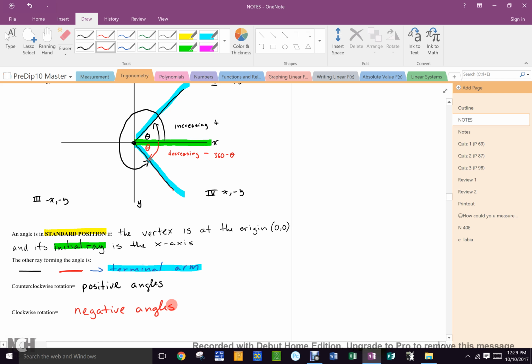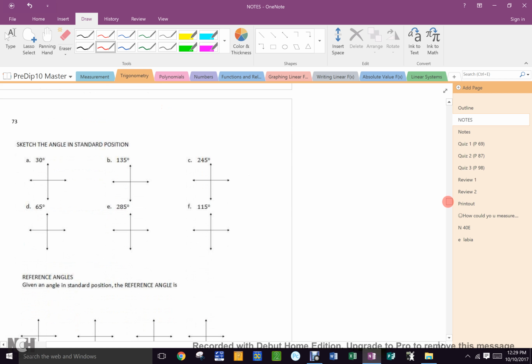Okay? So I start on the x-axis this way. This way is anti-clockwise, counterclockwise, so it is a positive angle. This way is clockwise, so it is what we call a negative angle. Is everybody good? Okay, now, that should be everything on your page, yes?